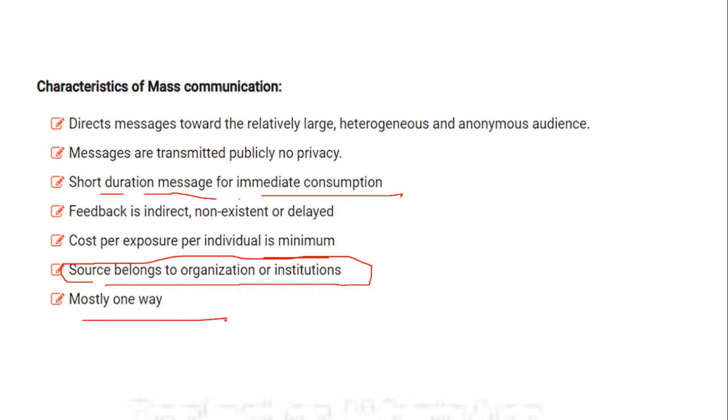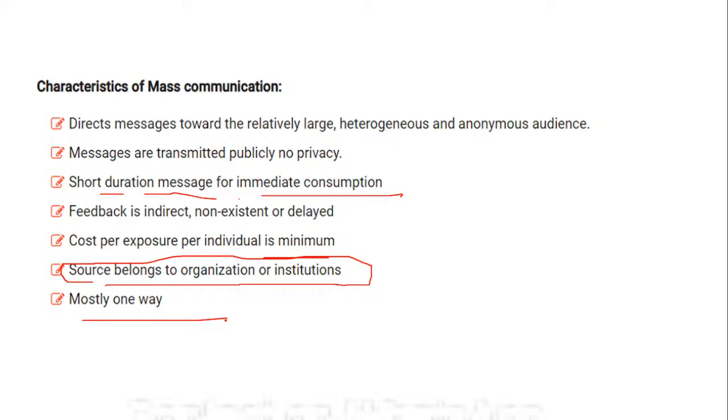Heterogeneous is something which is not consistent, not uniform. There are two words, heterogeneous and homogeneous. Homogeneous is something which is exactly the same. Heterogeneous means something which is diversified, which is different.